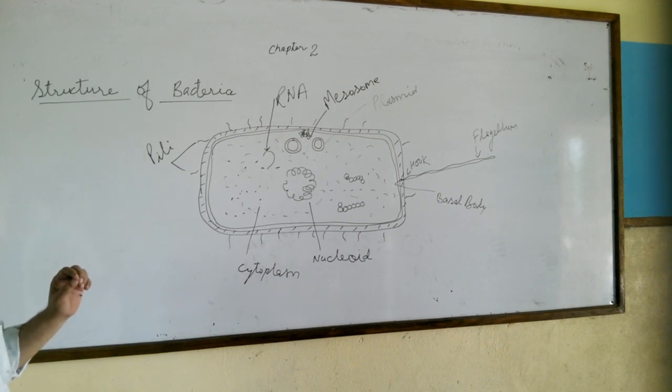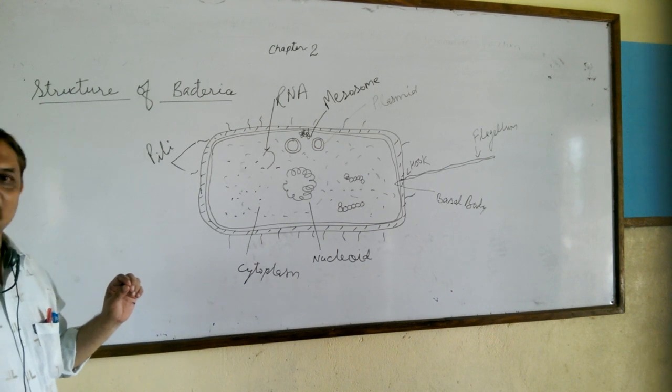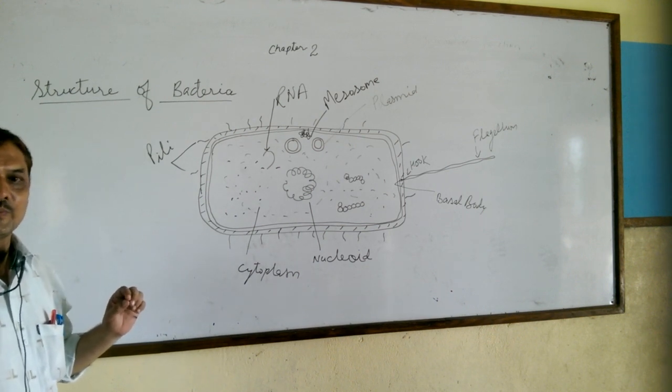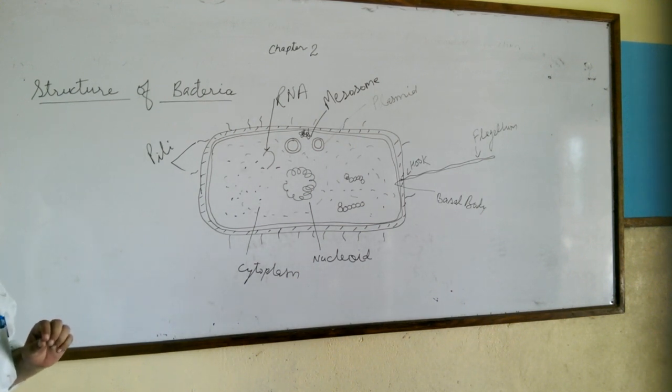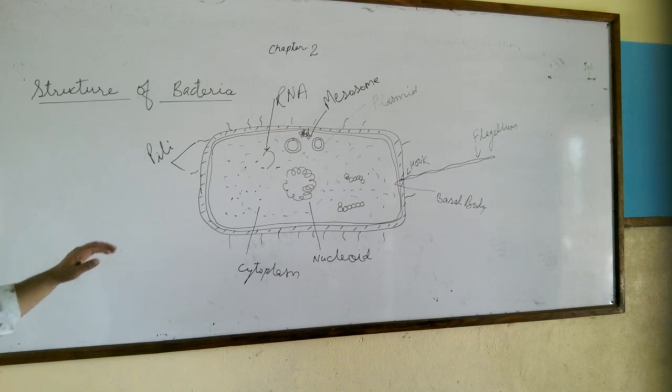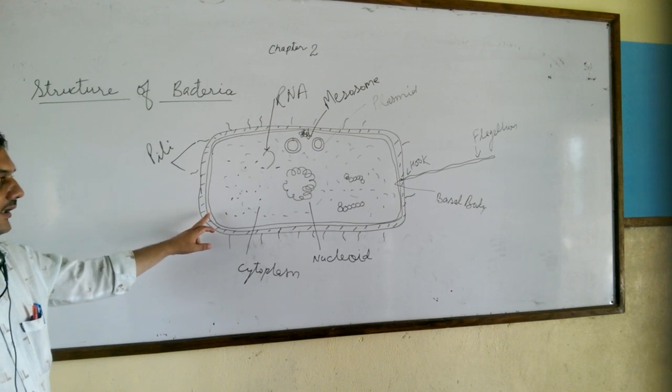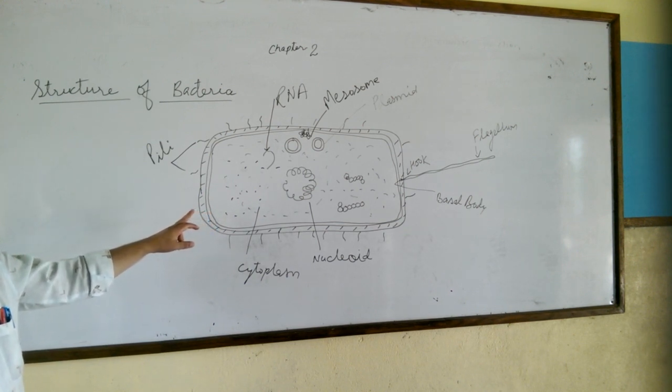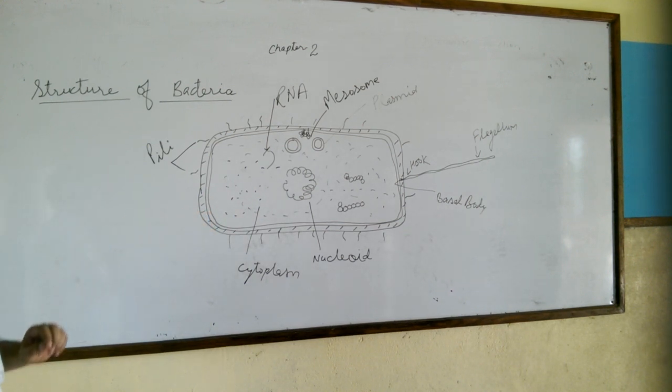peptidoglycans. Actually, what are peptidoglycans? They are made up of amino acids and polysaccharides. Inner to the cell wall, there is a thin membrane, vital living membrane, that is called plasma membrane.